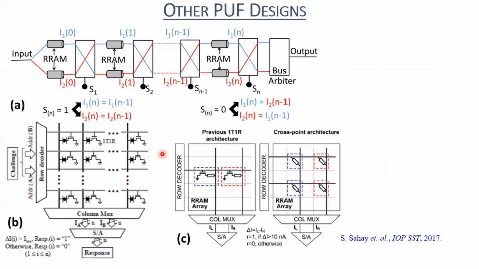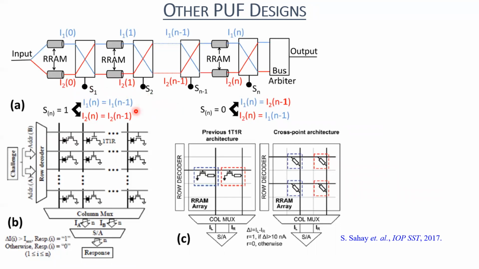So what are the other PUF designs that people generally use? People generally use these architectures for PUF, so I thought it would be good to sensitize you with these architectures. The first one is called an arbiter kind of PUF. So this is called arbiter PUFs.